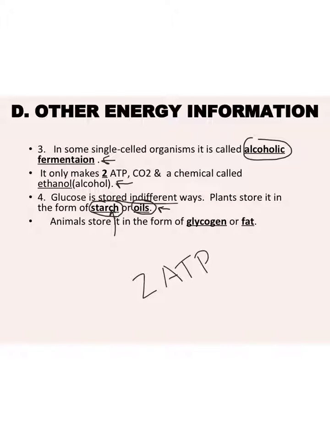Animals, we store it in different ways. We store it in a larger sugar molecule called glycogen. And of course, we can also store it, some of us have it around our midsection, I do. You can store it in fat. So animals store it in glycogen or fat.